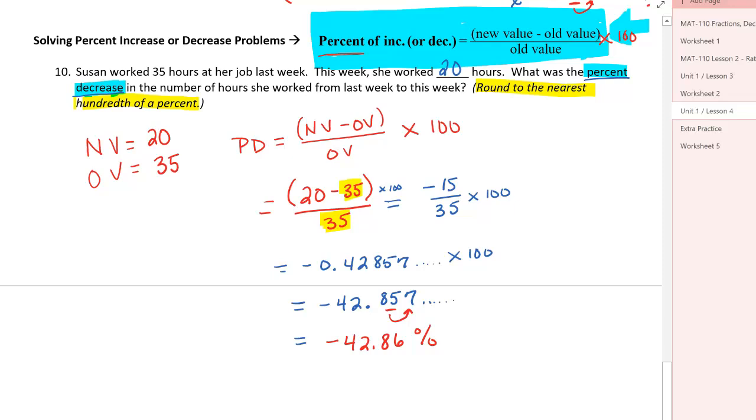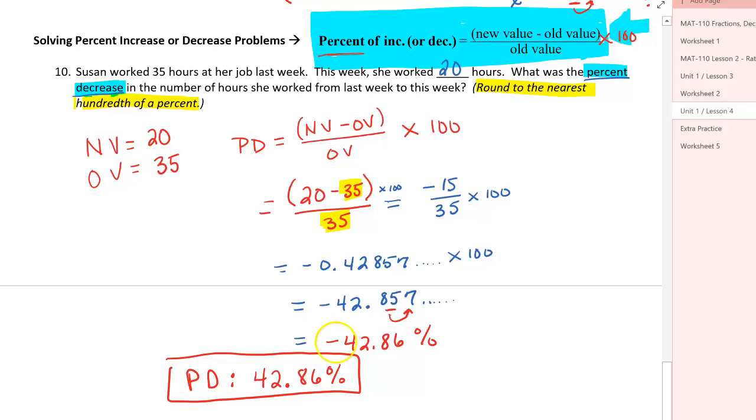However, if the question asks for the percent decrease, the negative sign is kind of translated into the word decrease. So the percent decrease, we wouldn't say it's negative, we would just say it decreased by 42.86%. But it's good to know that if it is a decrease, your answer will be negative, and if it's an increase, your answer will be positive. And that's how you use that formula.